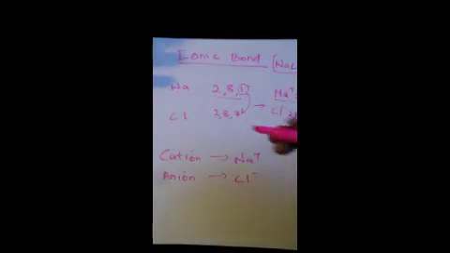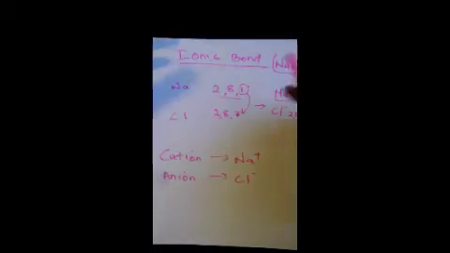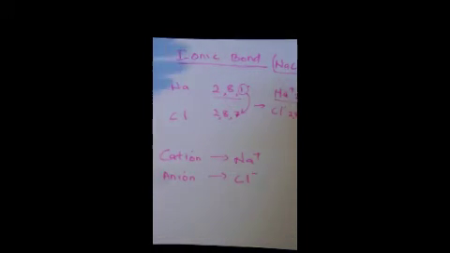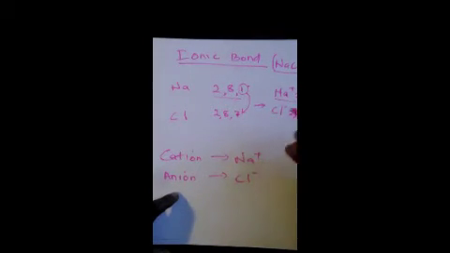On the other side, chlorine will be negatively charged because it gains 1 electron, which means that the number of electrons is going to be more than the number of protons. So because electrons are negative charges, and the negative charges are going to be more than the positive charges, we say the chlorine atom is negatively charged. Any positively charged atom is called a cation, and any negatively charged atom is called an anion.